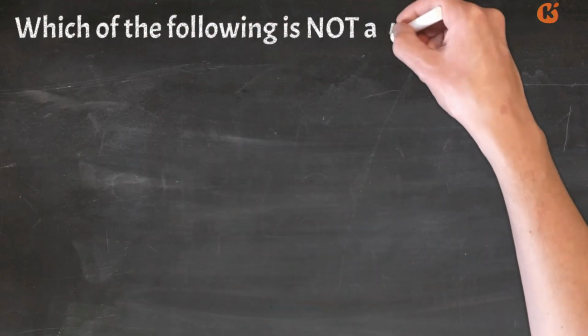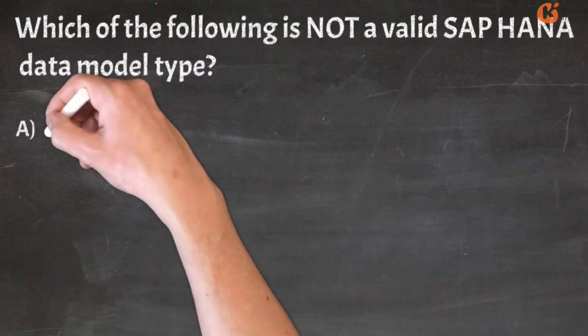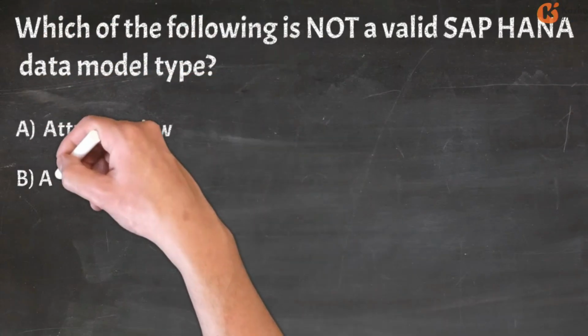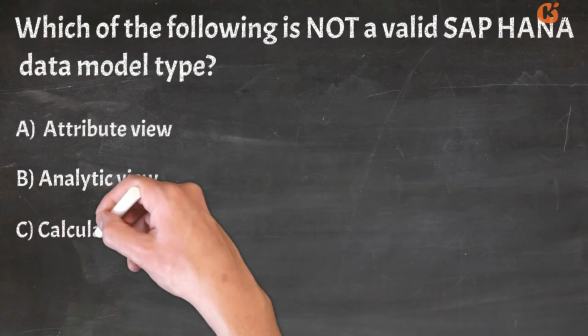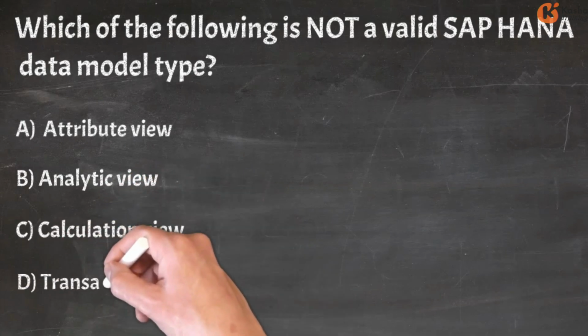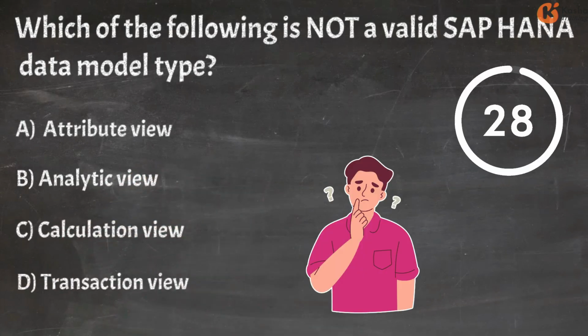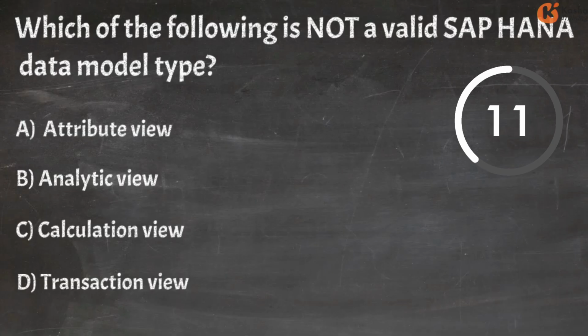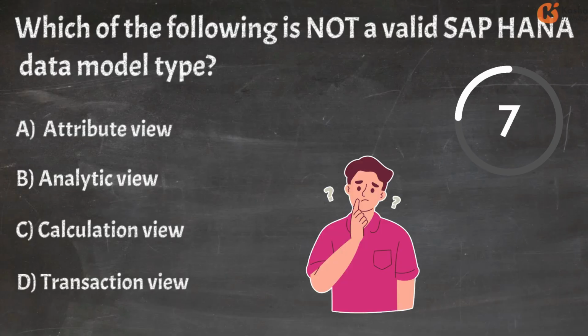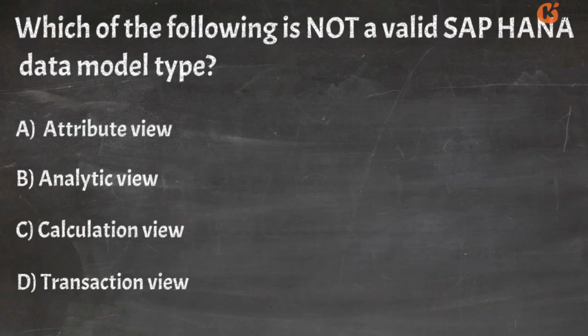Question 20. Which of the following is not a valid SAP HANA data model type? A. Attribute view. B. Analytic view. C. Calculation view. D. Transaction view. Correct answer D. Transaction view.